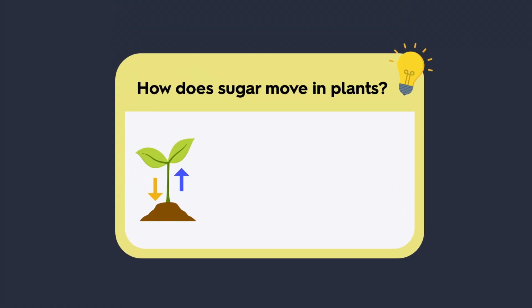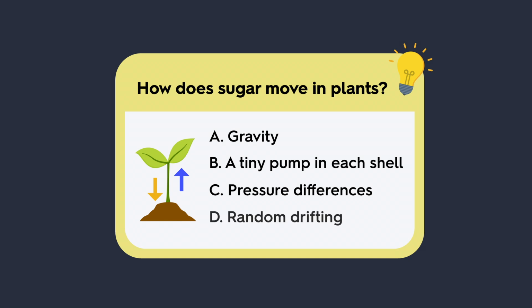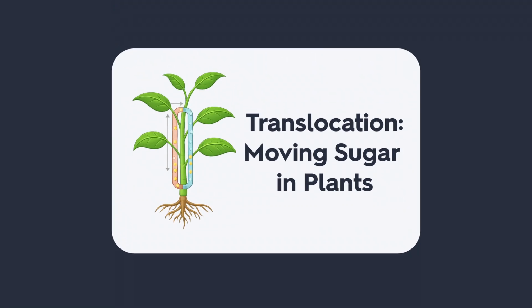Pop quiz. How do plants move sugar from leaves to roots or fruits? Is it gravity, tiny pumps, pressure differences, or random drifting? Keep your answer in mind. We'll answer this in a moment. In this video, you learn how plants move sugars to wherever they're needed, a process called translocation.